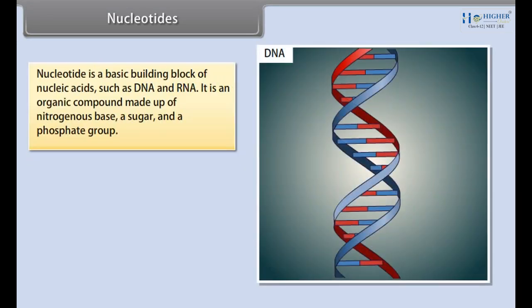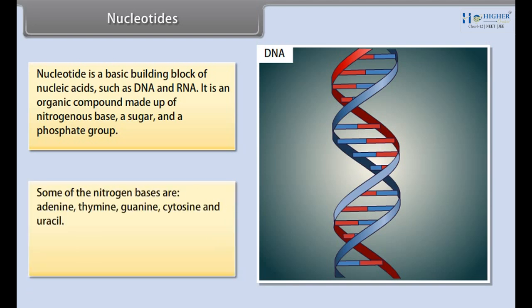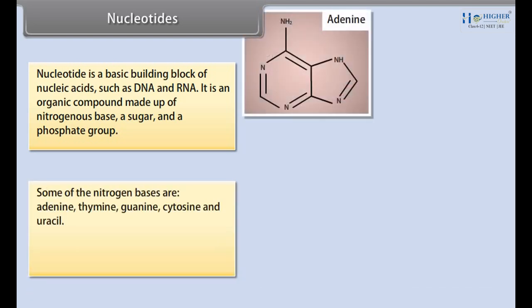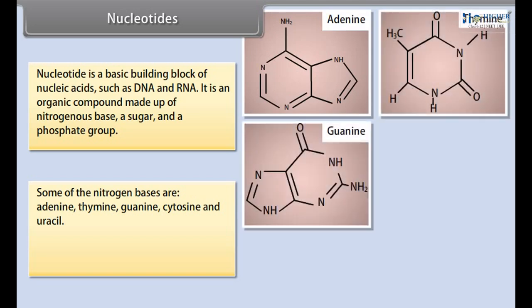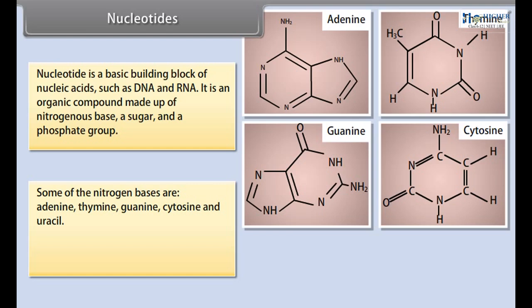Nucleotides. Nucleotide is a basic building block of nucleic acids such as DNA and RNA. It is an organic compound made up of a nitrogenous base, a sugar, and a phosphate group. Some of the nitrogen bases are adenine, thymine, guanine, cytosine, and uracil.